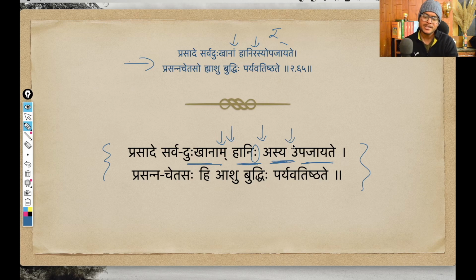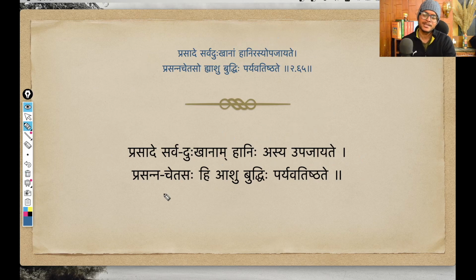And then again we can spot the Sandhi between Asya and Upajayate. What Sandhi is this? This is clearly the Guna Sandhi. A and U both are getting replaced by the Guna letter O. So Asya Upajayate becomes Asyopajayate. So Hanihi Asya Upajayate together becomes Hanirasyopajayate. That is what you see in the Mula Shloka, because of Rutva Sandhi happening here and Guna Sandhi happening here.